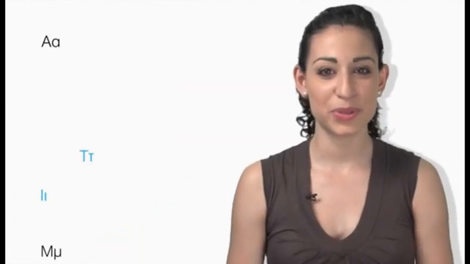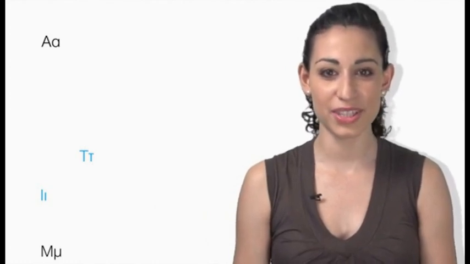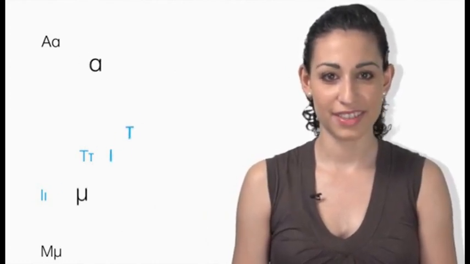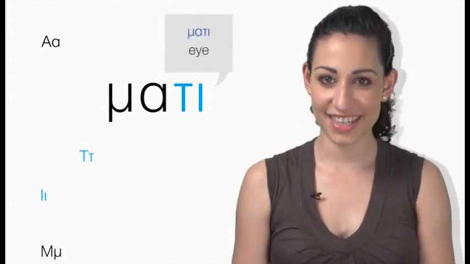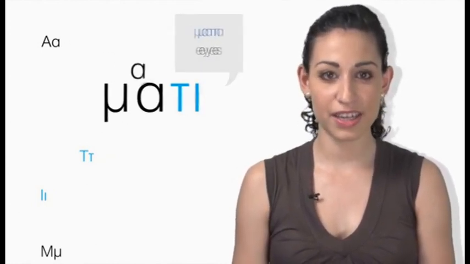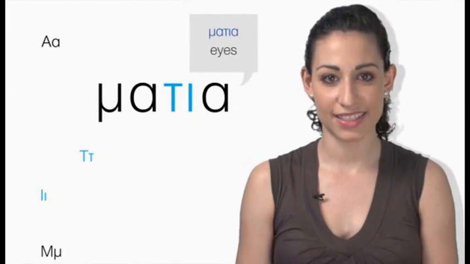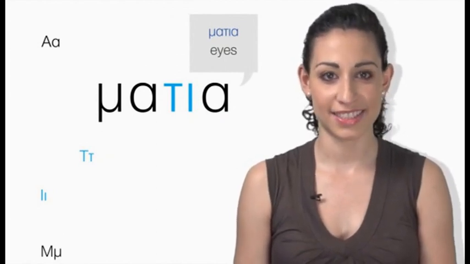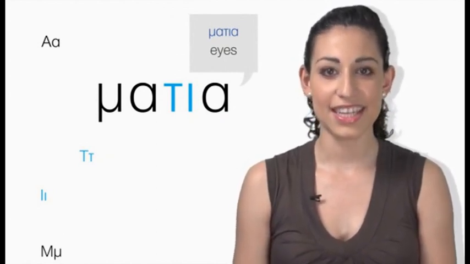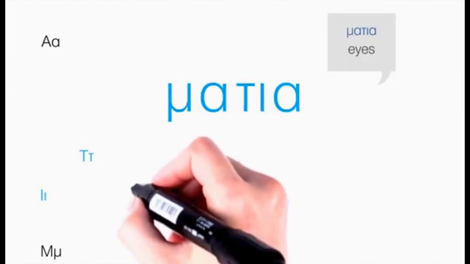Since these were super easy, let's try something using all four letters we know. Do you remember the first two? They were alpha and mi, right? Let's say them once again. And if we put these two together with taf and iota, what do we have? Mati, which means eye. Easy, huh? And if we add another alpha in the end, we get matya, which is the plural of eye, eyes. Let's write this together.